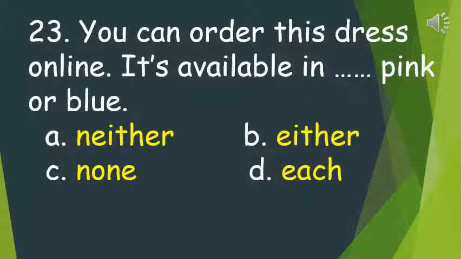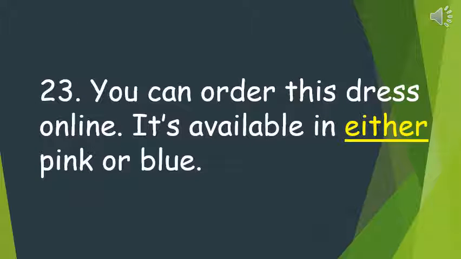You can order this dress online. It's available in space pink or blue. The choices are neither, either, none, each. You can order تقدر تطلب this dress online. It's available، متاح in either pink or blue. إما pink or blue، إما متوفر في اللونين دولت يعني.